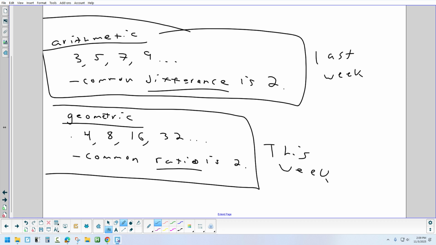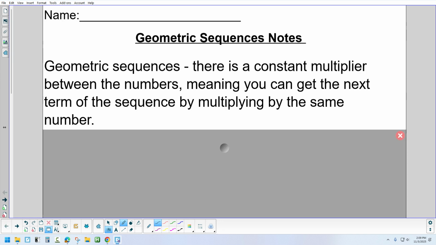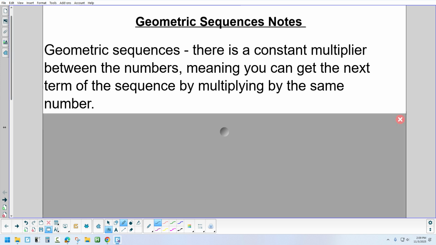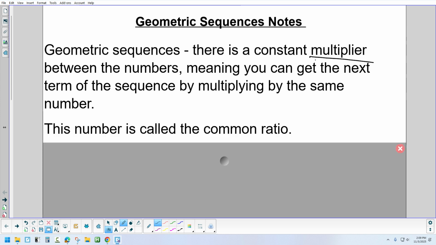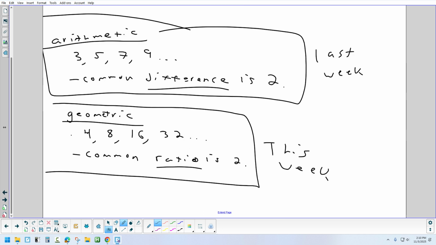All right, so let me go through some of the notes and then kind of the examples, and then that'll be it. So with a geometric sequence, there is a number that you are multiplying by. It has to be the same number all the way through. The number you multiply by each time is called the common ratio. That's exactly what I showed you right here. It's the number you multiply by each time to get from one term to the next.